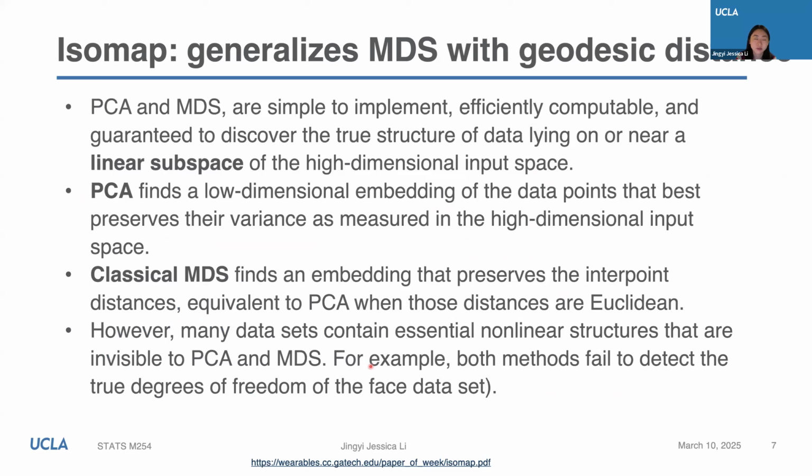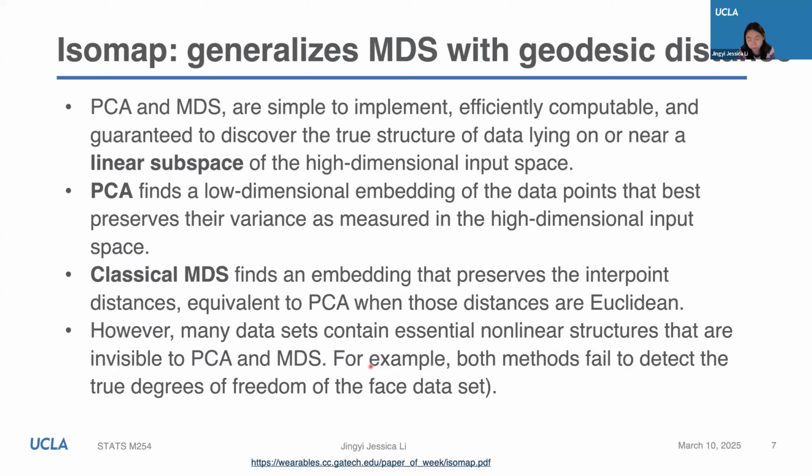Okay, so first of all, PCA and MDS. Let's do a quick review. PCA and MDS are simple to implement, efficiently computable, and guaranteed to discover the true structure of data lying on or near a linear subspace of the high-dimensional input space. For example, if you have data points in a 2D space that lie perfectly on a line, then you just need a line to represent the data, and that line is a linear subspace of the 2D space. PCA finds a low-dimensional embedding of the data points that best preserves their variance as measured in the high-dimensional input space, right? Variance preservation. Classical MDS finds an embedding that preserves the interpoint distances, equivalent to PCA when those distances are Euclidean. So this is what I said.